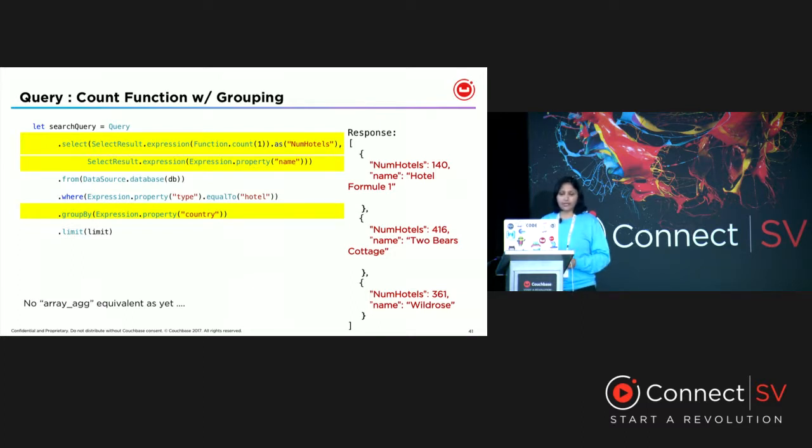We don't have an equivalent of array aggregates, which is there on the SQL Server side as yet. But I wanted to point it out, because if someone tries this and sees something like this and is wondering what's going on, yeah, there are some limitations, at least as of this developer preview.